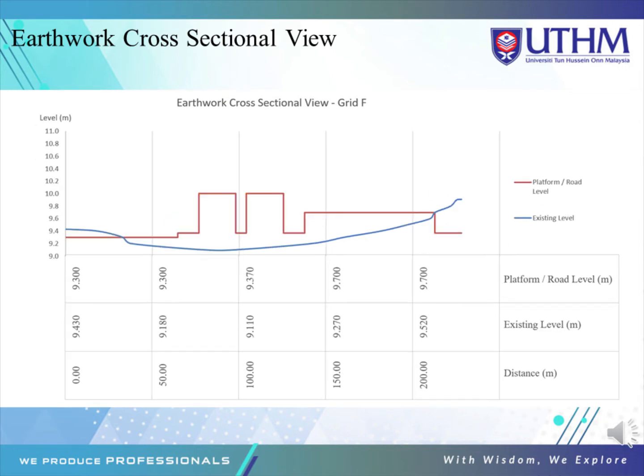So now we look at the earthwork cross-sectional view for grid F. You can read the view similarly to the previous one. Below the blue line and above the red line is the cut area, and below the red line and above the blue line is the fill area. So you can look at each grid. Below each grid, it states its platform or road level and also its existing level, and it also provides the distance between each grid.